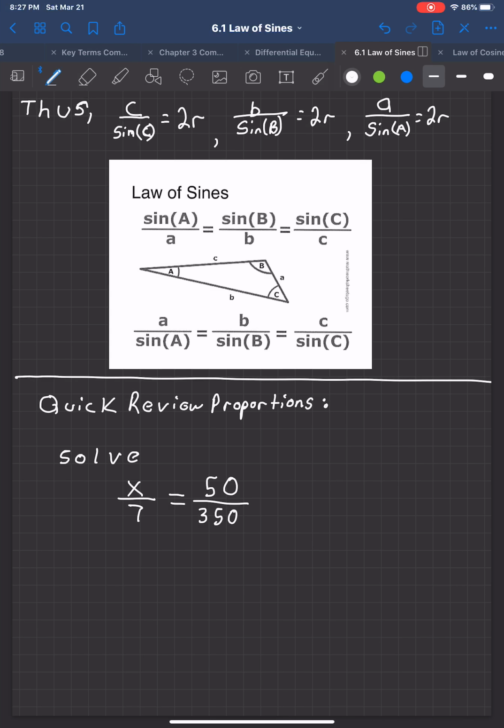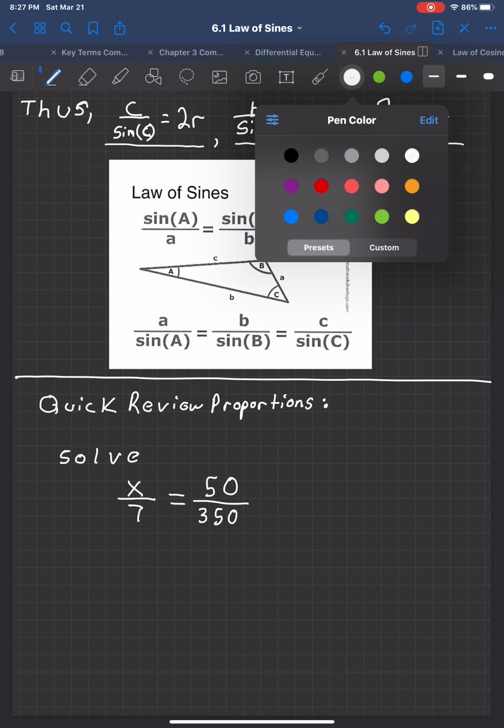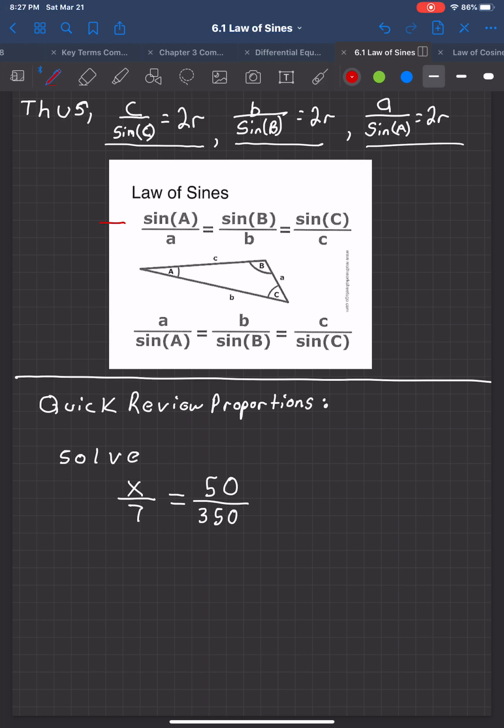Remember, on that previous slide, we left off with the statement that 2r is equal to C over sine of C. And now I can do that same congruency for angle B and for angle A, right? I could go through the same steps, and I would end up with B over sine of B is equal to 2r, and A over sine of A is equal to 2r. And now all I ask is that you see how they went from what I wrote at the top of this page to this law of sines, right?